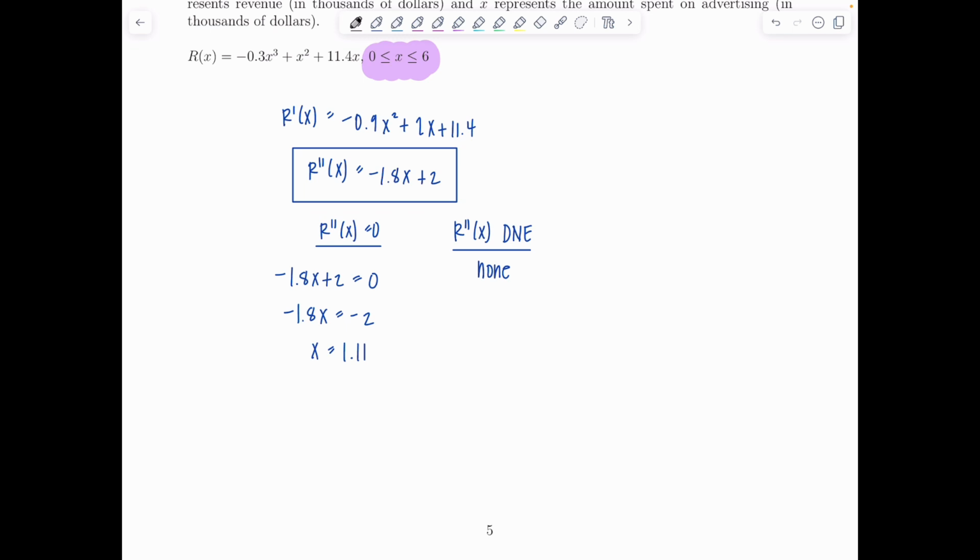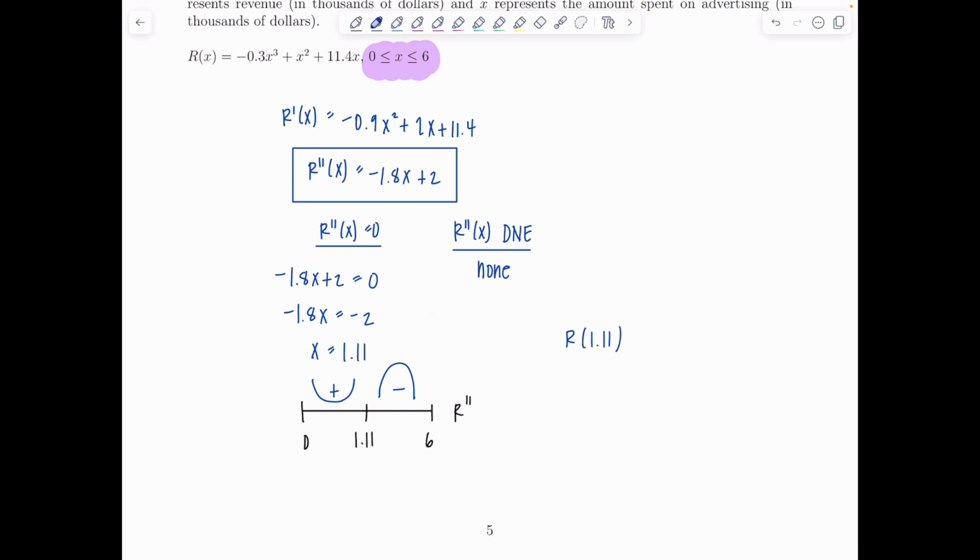Okay, so let's see here. I'm going to make a number line, but I'm not going to put arrows on it because we're only interested in values between 0 and 6, remember? But that's fine because 1.11 lies between those. So say we plug in 1 here, that'll be positive, so the graph's concave up. And then if I plug in like 2, 3, yep, negative. So it's concave down. Perfect. So that's the point of diminishing returns. That's my inflection point.